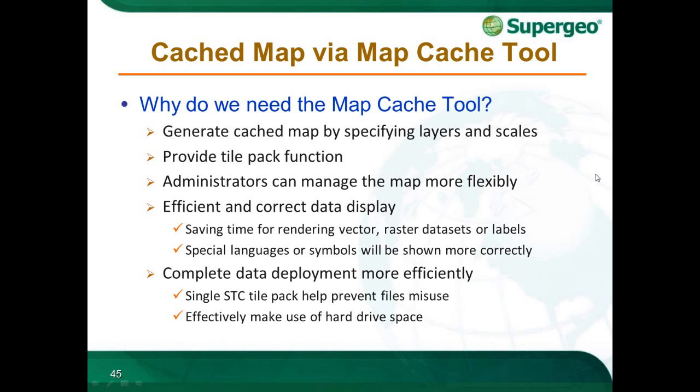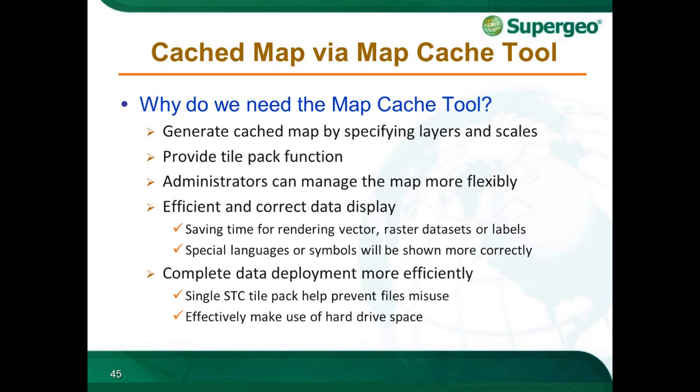Now the final part, we're going to talk about the cache map via the map cache tool, which is where we generate the cache file, the cache map, manually by ourselves. So why do we need the map cache tool? It is actually a tool that helps us generate the cache map by specifying layers and the scales, which you can generate as cache images in different folders, or as a single STC format map cache file, which is a tile pack.